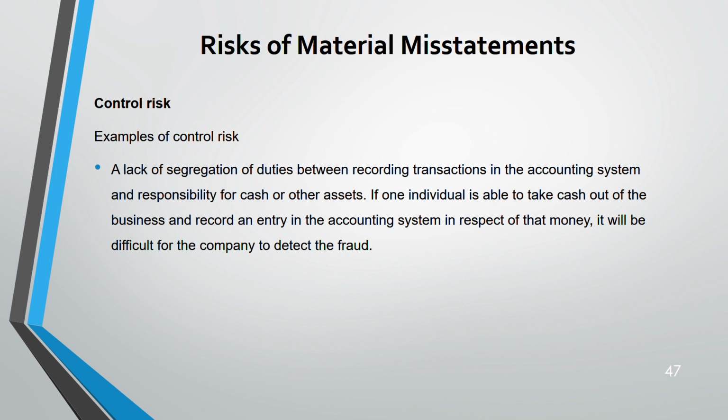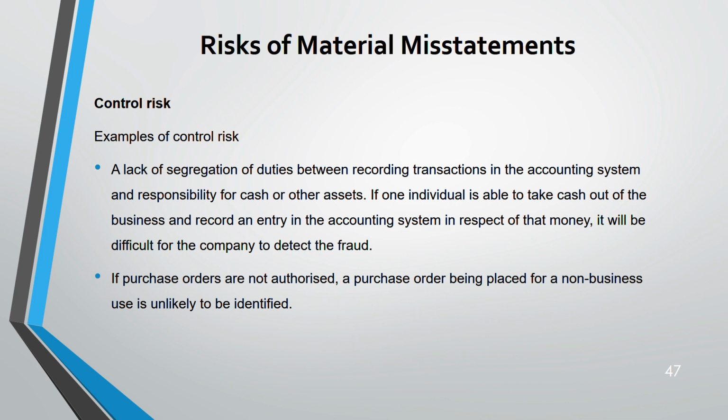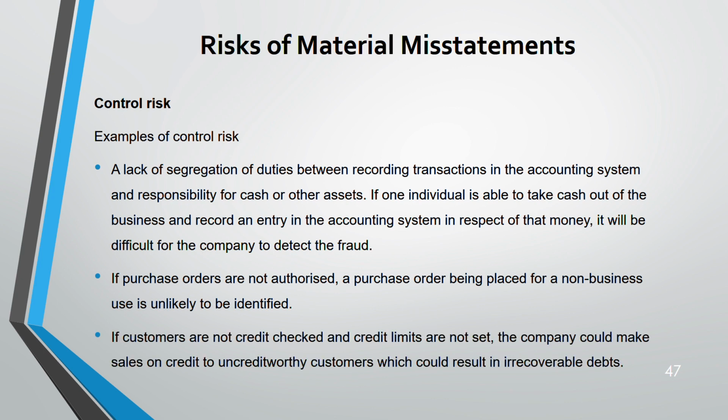Understand? Next, purchase orders. If purchase orders are not authorized, a purchase order being placed for a non-business use is unlikely to be identified. If the purchase order is for a non-business use, through the system you cannot identify it. Third, customers. If customers' credit is not checked and no limit has been given to the credit, then what happens? The company could carelessly make sales on credit to uncreditworthy customers, which could lead to irrecoverable debt in the future.